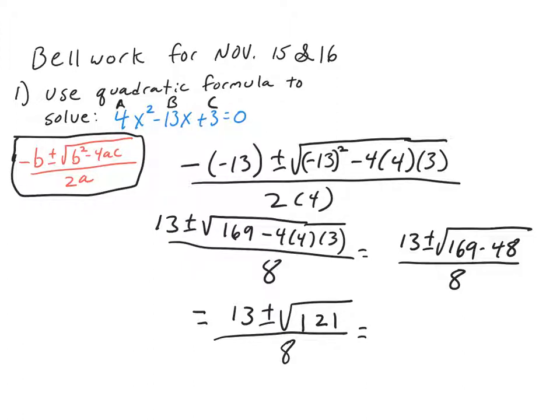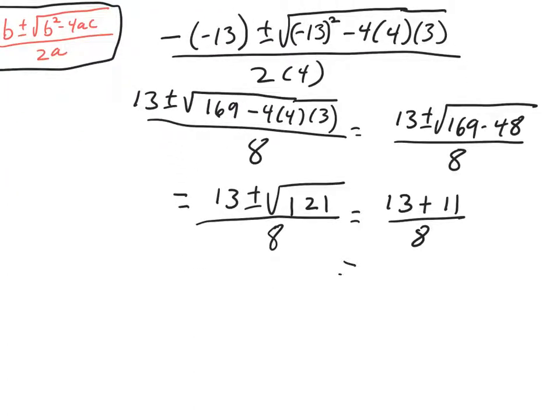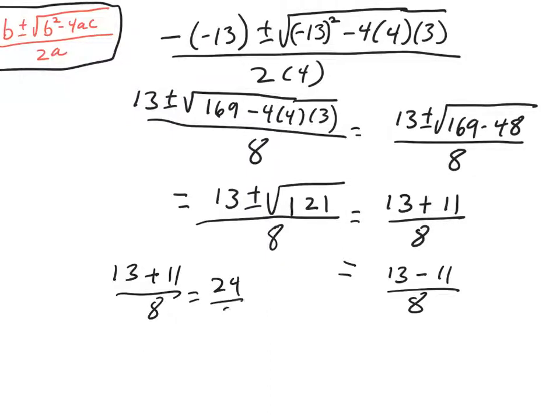So let's split this into two problems. We'll do 13 plus the square root of 121, which is 11, over 8. And then we're going to do 13 minus 11 over 8. So 13 plus 11 over 8 is equal to 24 over 8, which is 3. And 13 minus 11 over 8 is 2 over 8, which is equal to 1/4.